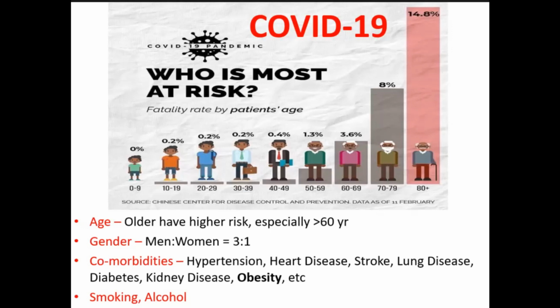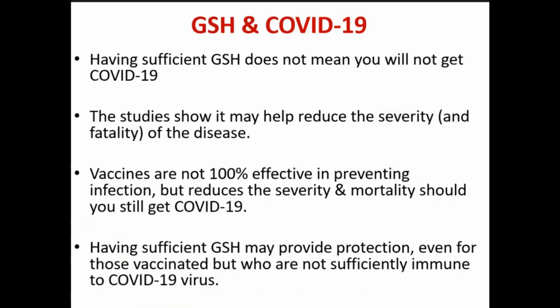Okay, and you can add to that smoking and alcohol. Well, all of these are associated with having lower levels of glutathione. So having sufficient glutathione does not mean you will not get COVID-19. We know that. The studies show that it may help reduce the severity and also fatality of the disease. Vaccines are not 100% effective in preventing infection, but reduce the severity and mortality should you still get COVID-19. But having sufficient glutathione may provide protection even for those vaccinated but who are not sufficiently immune to the COVID-19 virus.